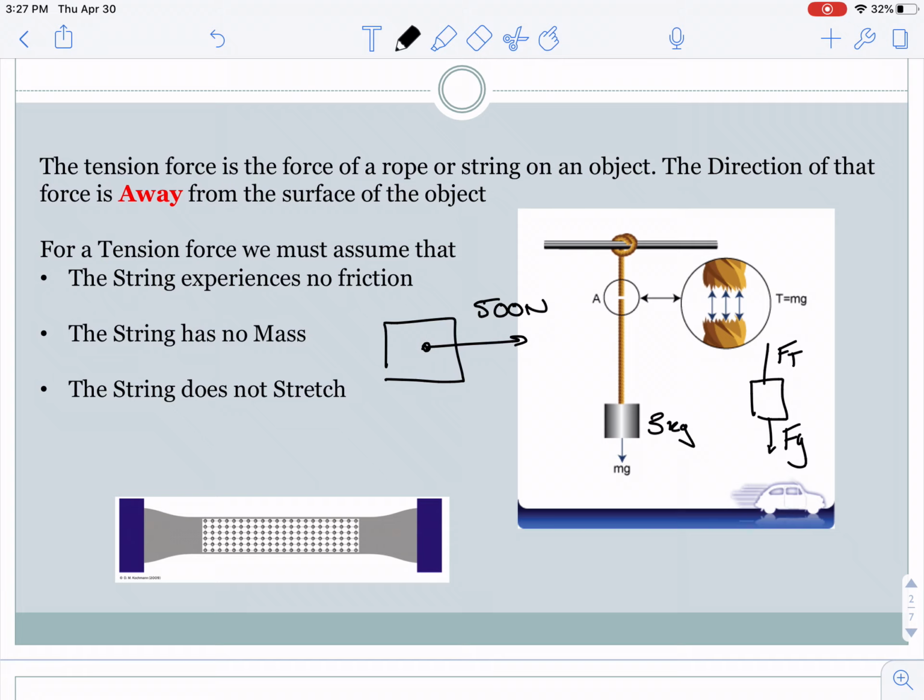So in this case, our F net is just going to equal Fg minus Ft. I have down as positive. So if F net is 0, we know that Ft has to be equal to Fg, so the tension force in this string is just going to be 30 newtons.